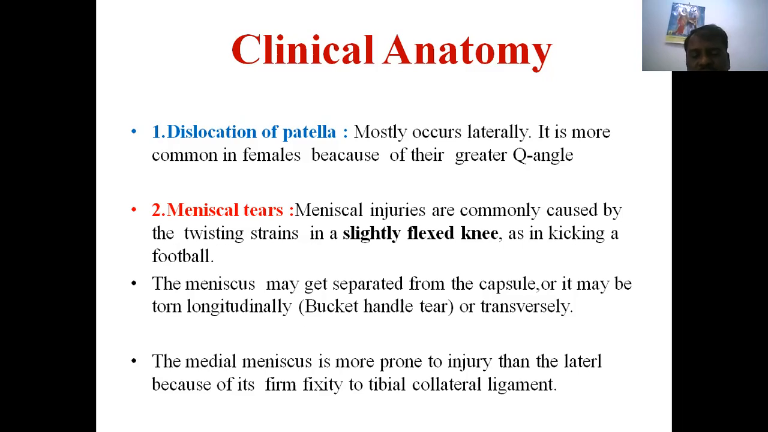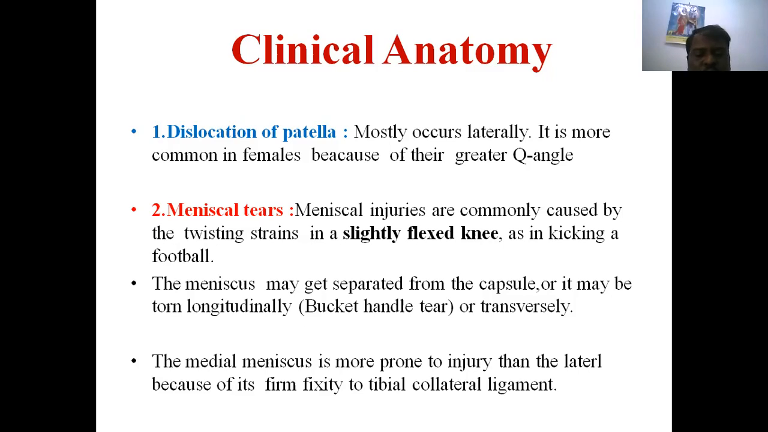Meniscal tearing is important. Meniscal injuries are commonly caused by twisting strains, mainly with a slightly flexed knee, such as in kicking footballs. So mainly in football players and youngsters, meniscal tearing is common, mainly of the medial meniscus, which tears at the time of kicking the football. The meniscus may get separated from the capsule. It may be torn longitudinally, that is the bucket handle tear, or transversely in the medial meniscus.